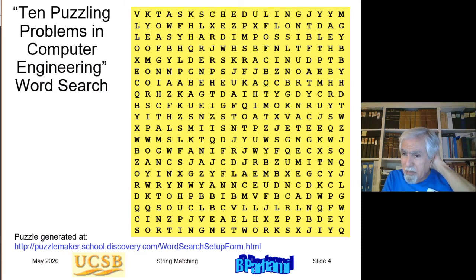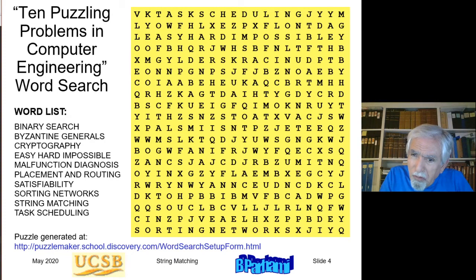Okay, because these puzzles constitute basically useful tools for teaching concepts to children, there are tools. There are websites where you can go, and I've generated this puzzle at this particular website whose URL you see at the bottom of the page. So you go to that website and basically enter your clues.